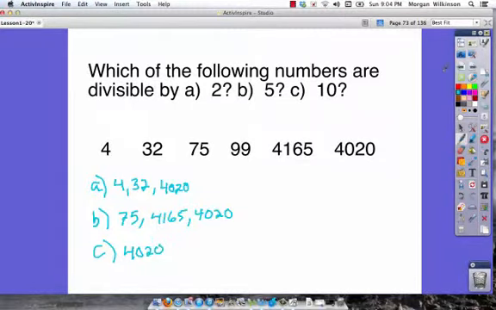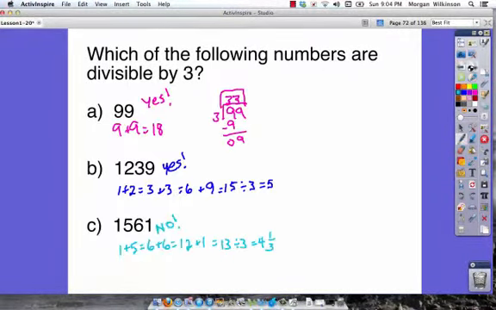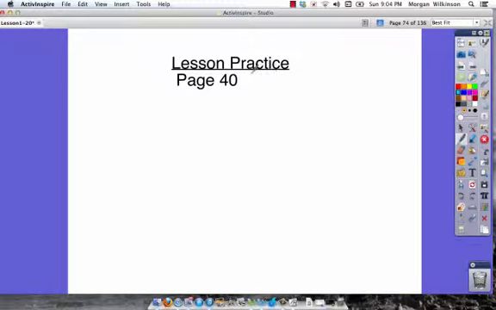Make sure you've got this slide copied down as well for your notes. For our lesson practice, we'll continue working on these types of problems on page 40. Make sure you've got your notes completed, and I will see you next time.